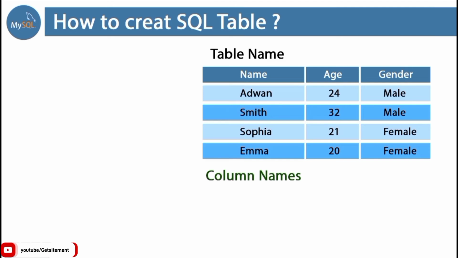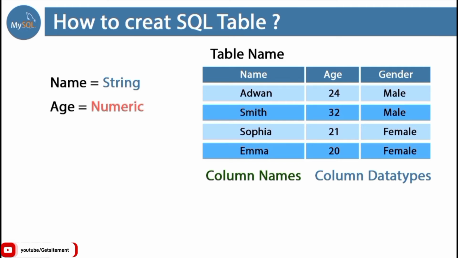And our second thing is, we need to take column names for our table. As you can see, I have 3 columns in my table: name, age and gender. And our third thing is column data type. It means which kind of data I want to save in my column. As you can see, for name, we need to take the string data type. And for age, we need to take a numeric data type. And for gender, we need to use the string data type.